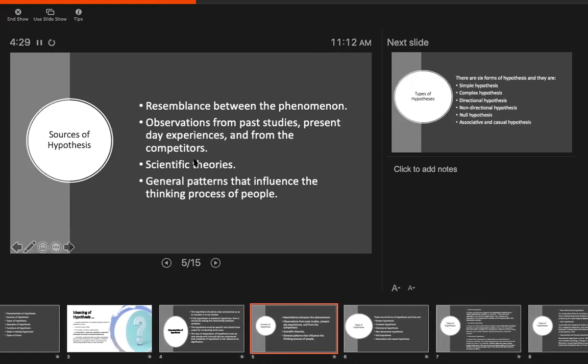Now, what are the sources of hypothesis? Hypothesis talks about resemblance between phenomena. For example, earlier it has happened, so something like this is happening. Earlier, when the number of people affected with COVID was growing, the same thing may happen again. Then observations from past studies, present day experience, and from competitors.